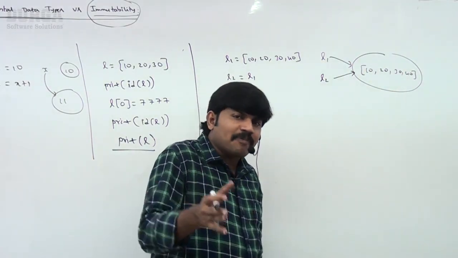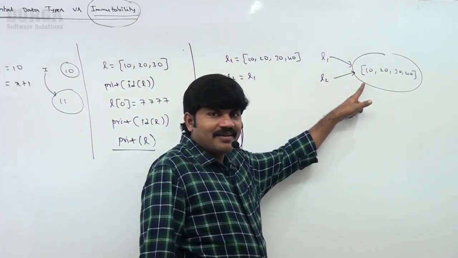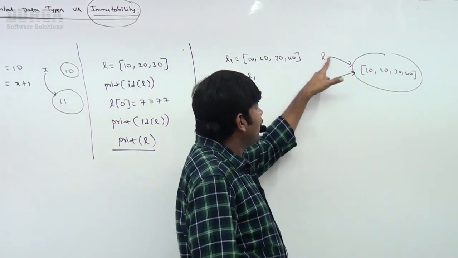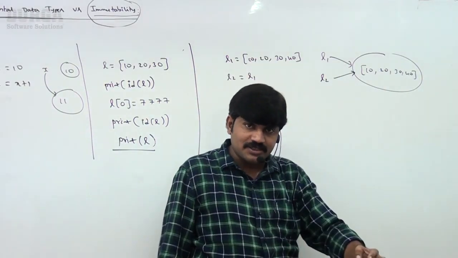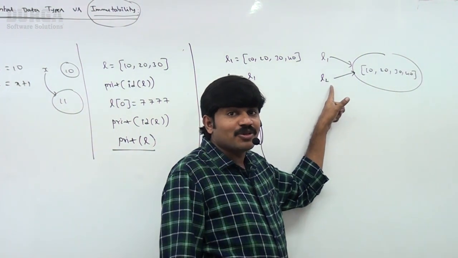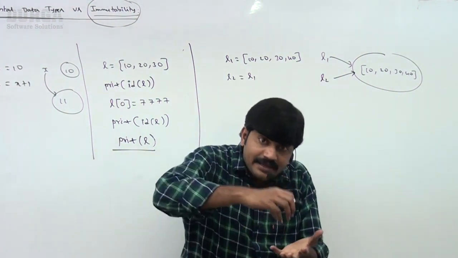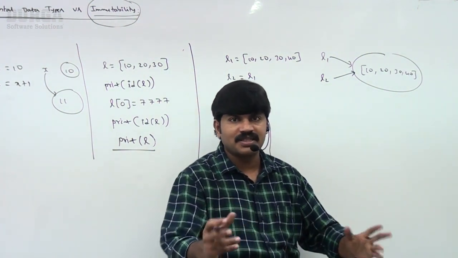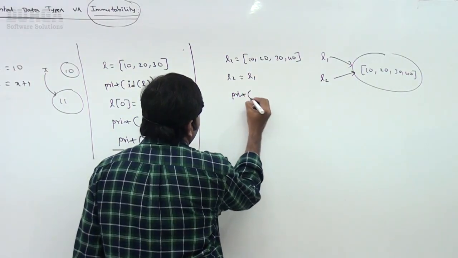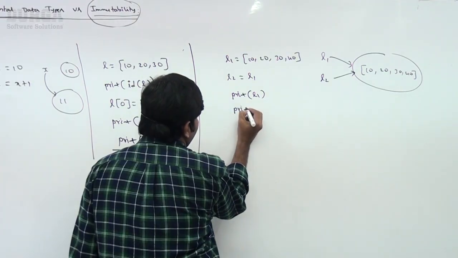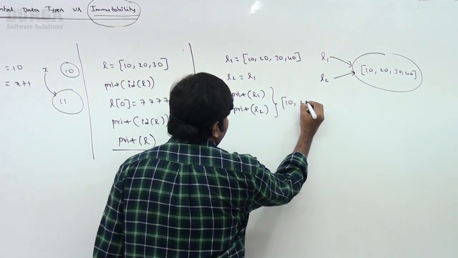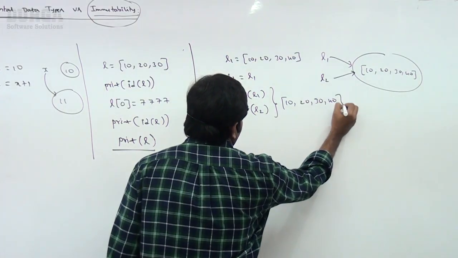If any person tries to change the content, all those changes will be performed in the existing object only. So by using L1, if I perform some change, those changes will be reflected in L2 also, because both are pointing to the same object. In the existing object only, modifications are performed. Now print of L1, print of L2. In both cases we are going to get 10, 20, 30, 40 only.